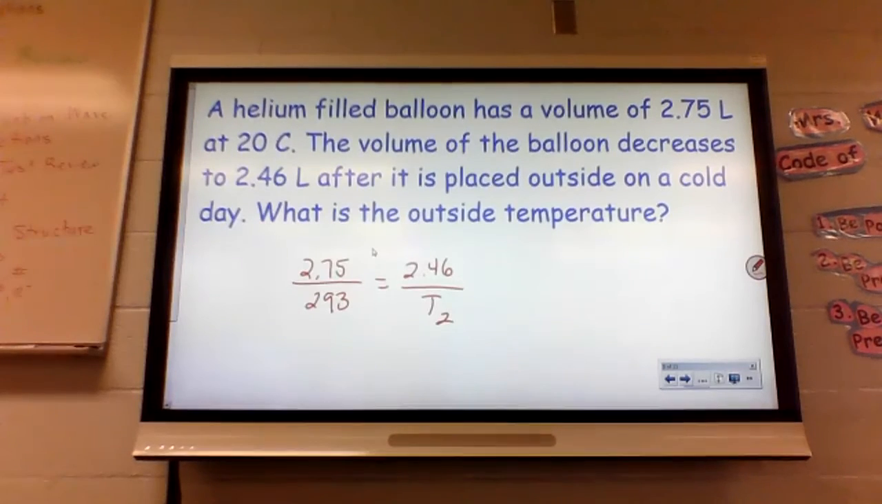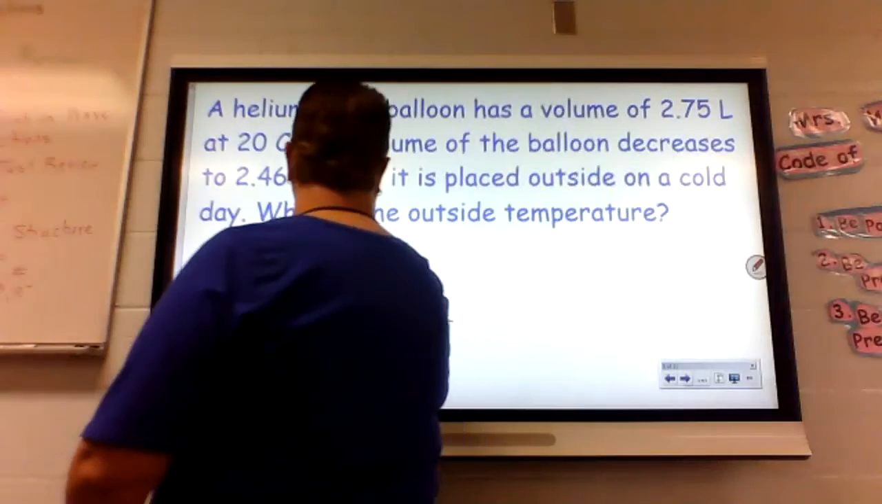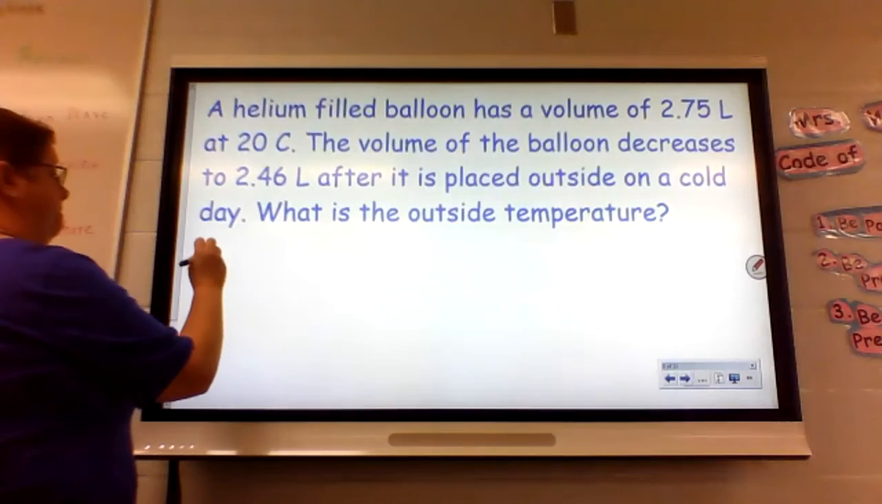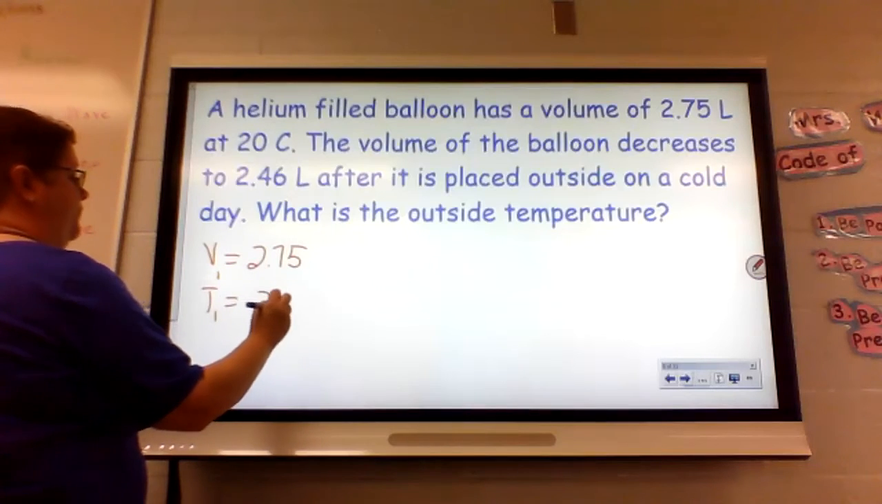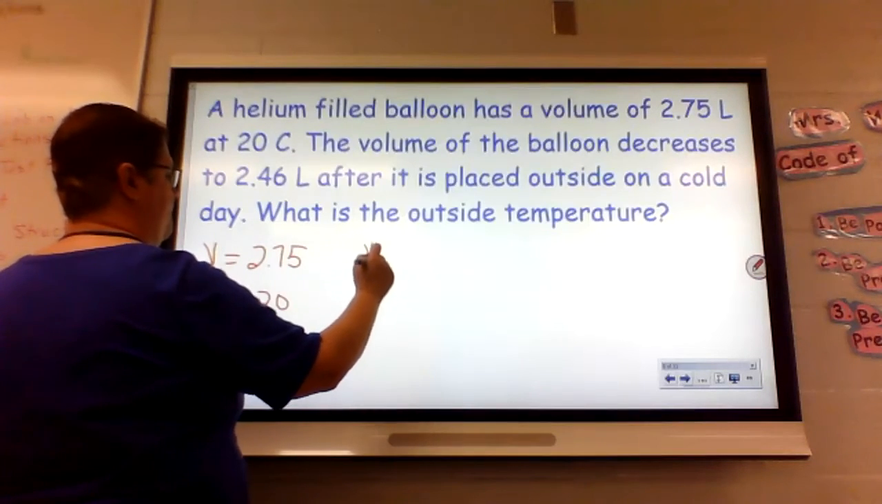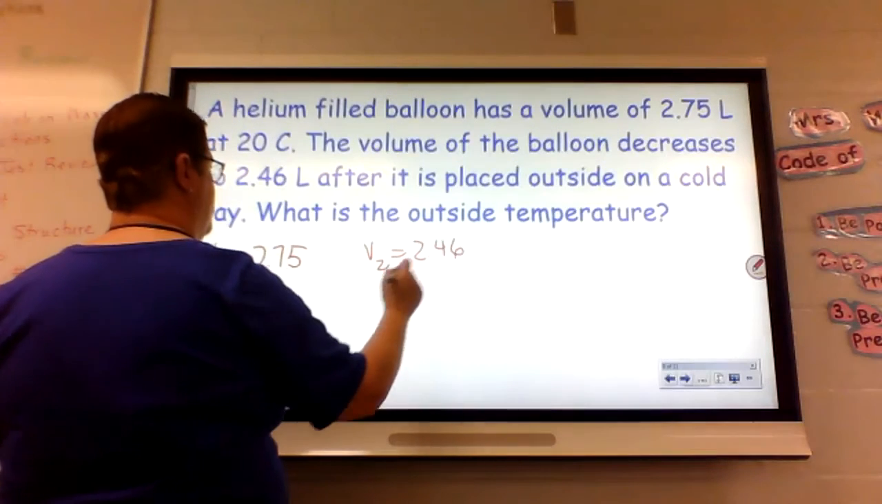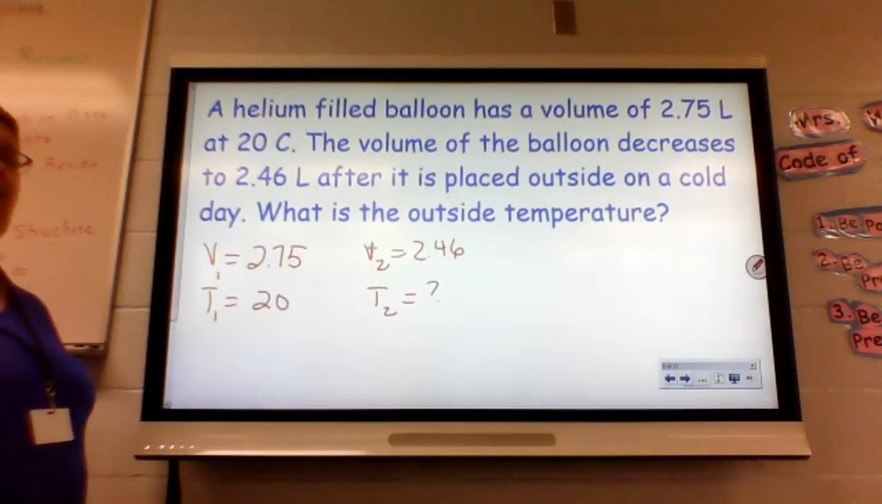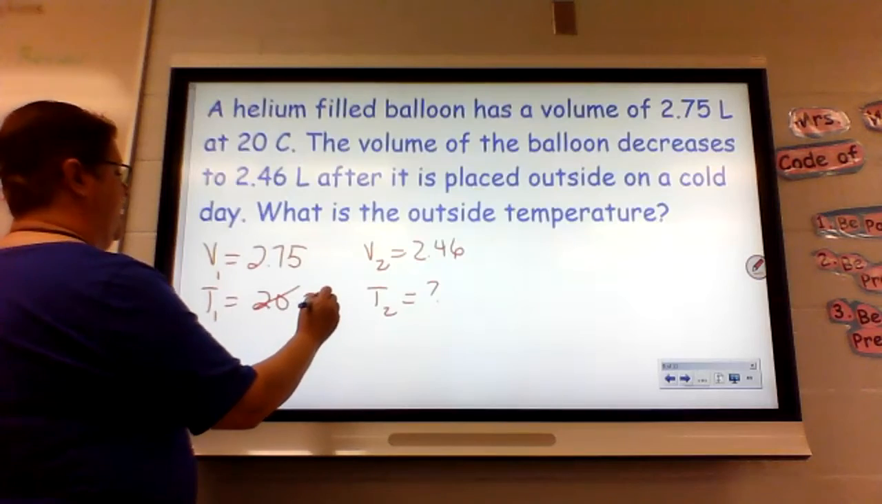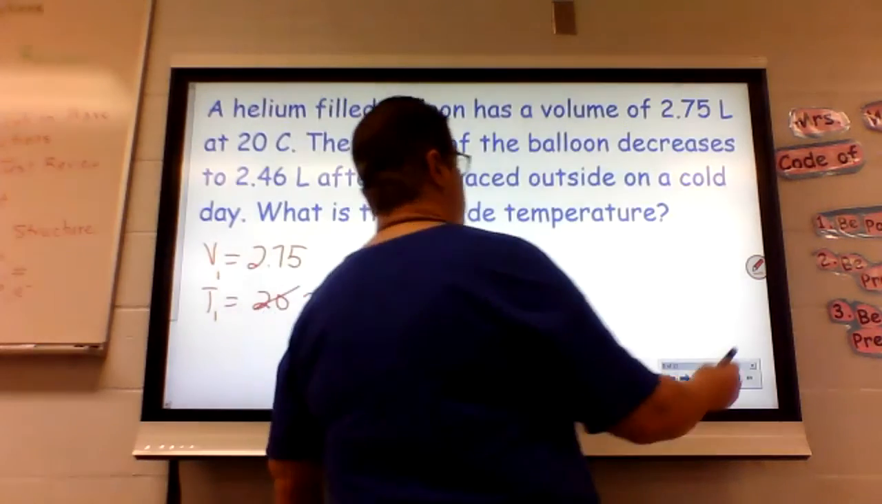Anybody confused on how I got that? Okay, backtrack. All right, so what's V1? What's T1? Okay, V2? T2? We don't know. What am I doing with that 20 degrees Celsius? Changing it to Kelvin. So add 273, that's 293K.